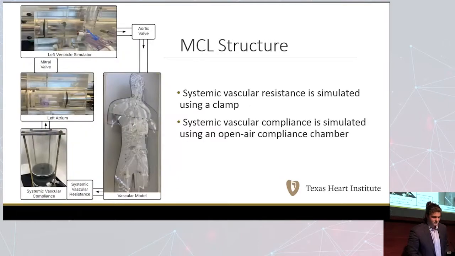Okay, so there was originally a little video of the mock circulatory loop that isn't there right now. So if you would like to see it pumping, it's back there. But on the left is a little block diagram of fluid flow in the system. So following the left ventricle and aortic valve is our vascular structure. And following that, a clamp simulates systemic vascular resistance. And following that, a compliance chamber simulates systemic vascular compliance.